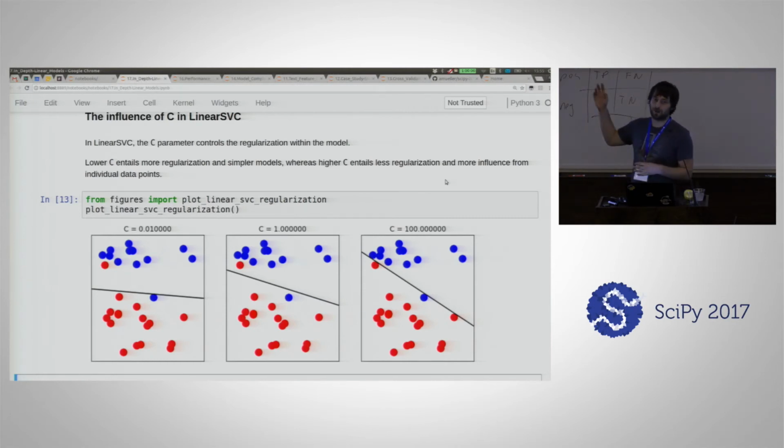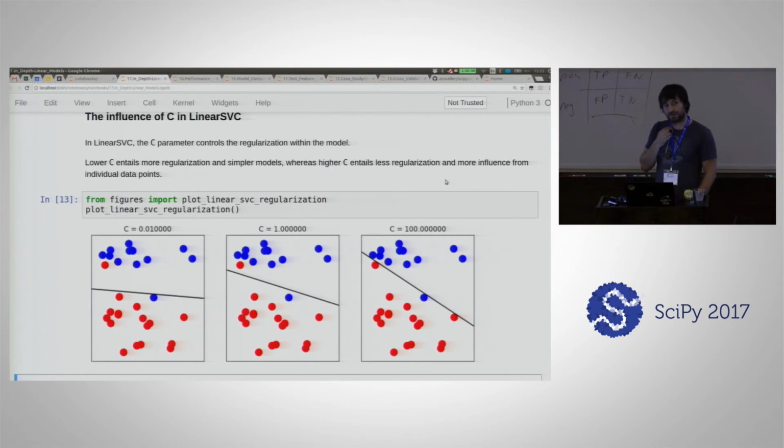I could have made the same plots as we saw above, with the coefficients shrinking towards 0 if you increase the regularization. I thought that was kind of boring, so I made a slightly different plot here. Here you have a 2D binary classification task. On the left, C is small, so a lot of regularization. On the right, C is large, so less regularization. And you have the decision boundary as a black line.